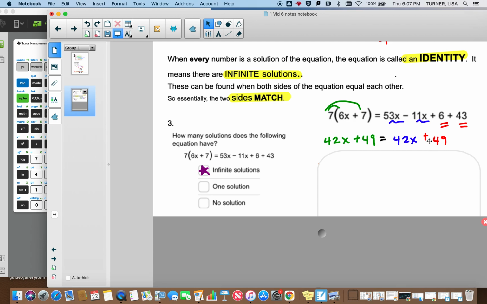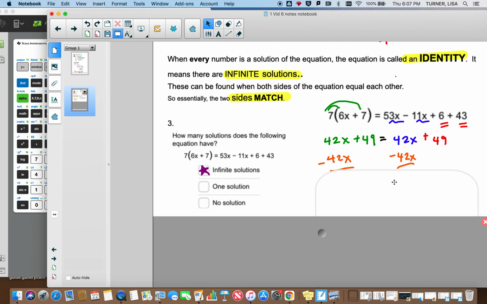Now that's an exact match. If you distribute and you combine and you see this, you can say they match exactly. There's not going to be one single letter or number that works. Any number will work. If I put a 5 in here and I put a 5 in here, both sides are going to be equal. You can stop there.